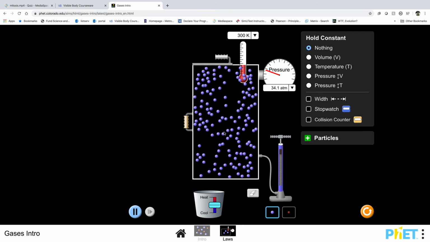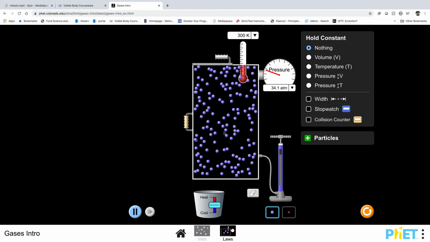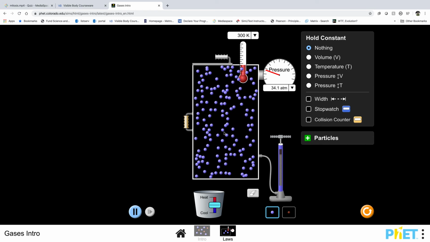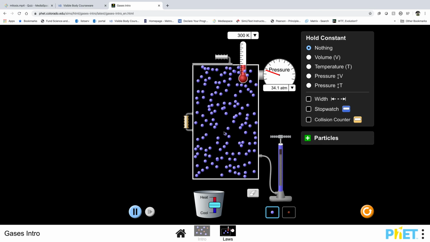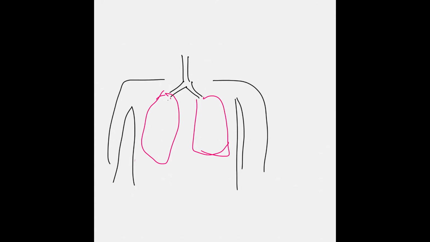This is not true of fluids. If you were to take a glass of water and put a huge amount of pressure on it, it's not going to change the size of the water in the glass because those molecules are already really, really close together. So surrounding your lungs, you have a membrane.